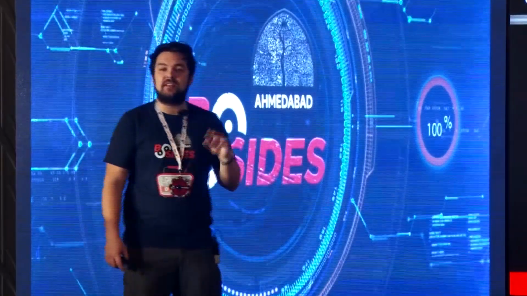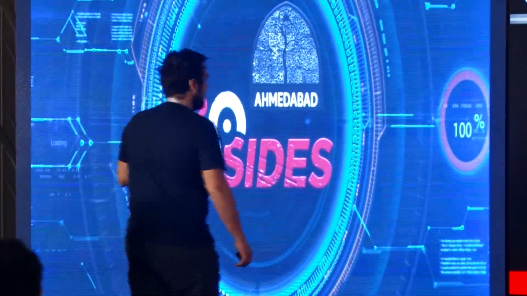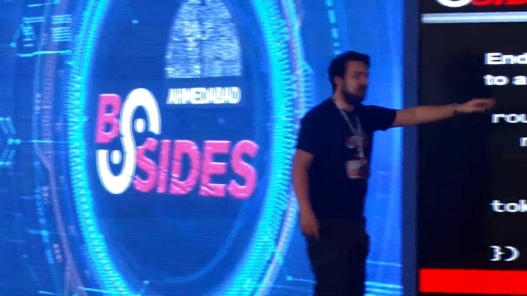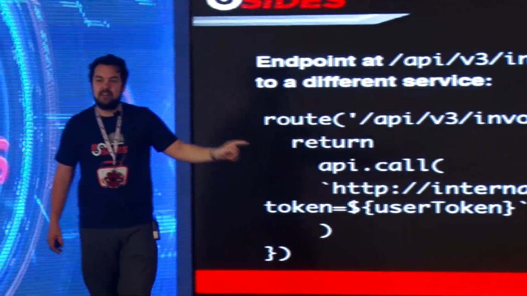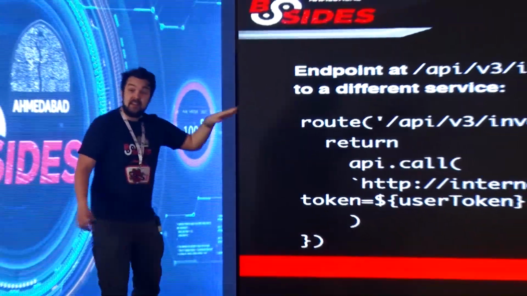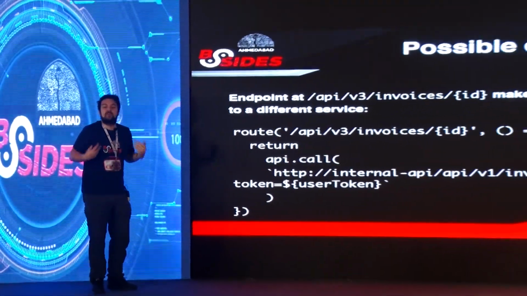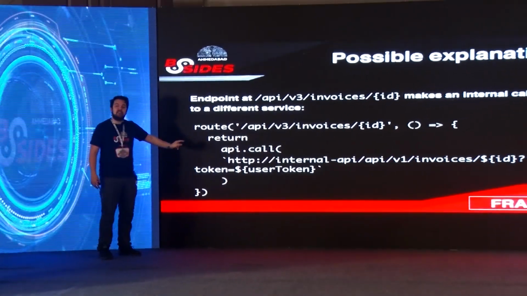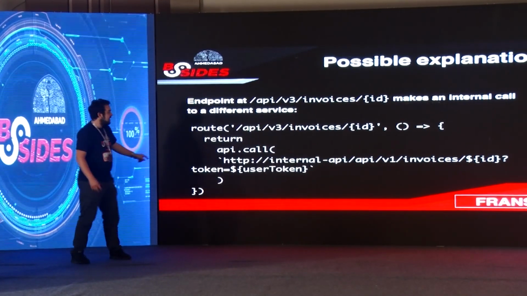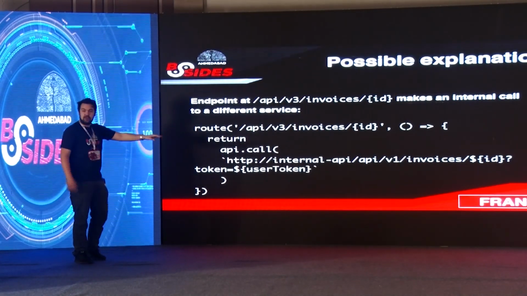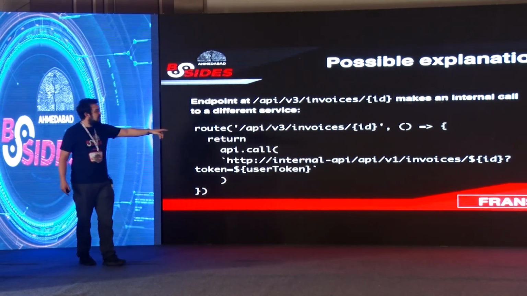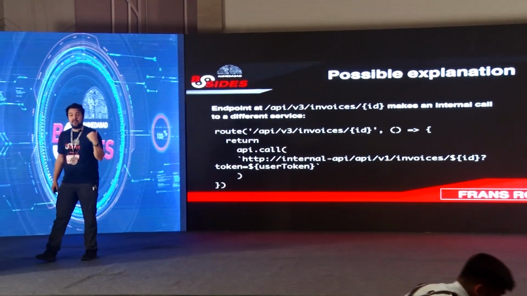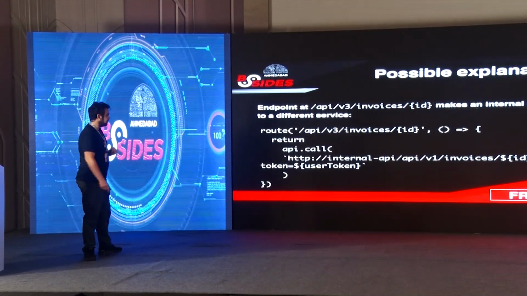The possible explanation is that the code they use looks like this. They have an endpoint on version 3 invoices. The route looks like this: API version 3 invoices, and everything after that will be our ID. Then the function on the server side, still, we don't know if this is the truth, but this is a possible explanation of the error that we saw: they're making an API call on the server side to an internal API we don't have access to, and they're basically appending the ID to invoice version 1, because the internal API to download the PDF invoices is using version 1 instead.